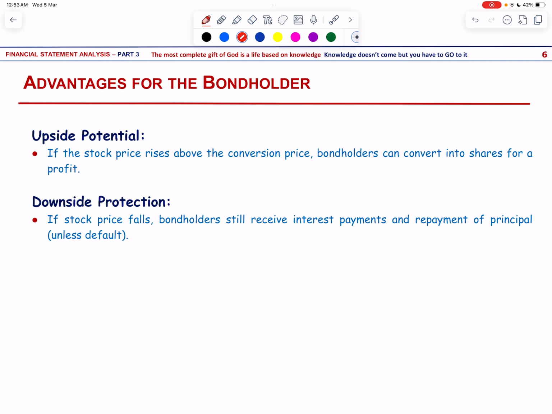Now, these are the advantages. There is an upside potential if you acquire a convertible bond, because if the company's stock prices rise above the conversion price, the bondholder can convert their bonds into shares, potentially making a profit. Now, if the stock price doesn't rise or fall, the bondholders still receive regular interest payments and can hold the bond to maturity, receiving the principal back.